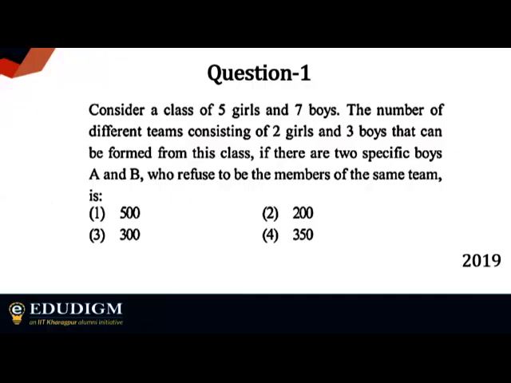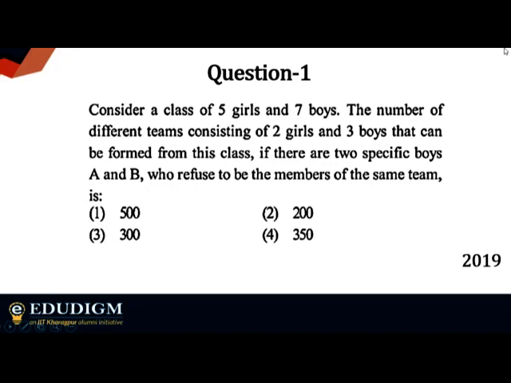So this is the first question you have from permutation and combination. First, we are starting with the questions from 2019. There is a class of 5 girls and 7 boys. So the number of different teams you have to find out. So what is the combination?